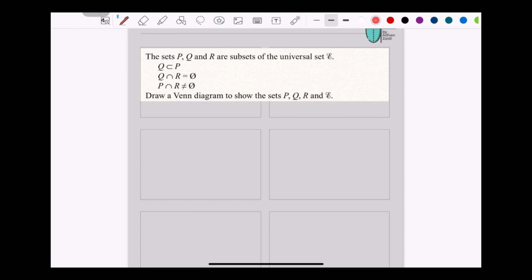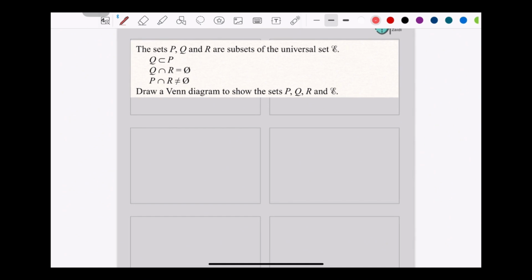Now, let's look at another question here, and we'll draw this Venn diagram. The sets P, Q, R are subsets of a universal set. So first, let's draw the universal set. Now, I'll draw each of them separately and then we'll combine all of them. The first one means Q is a subset of P, which means all the elements of Q are elements of P.